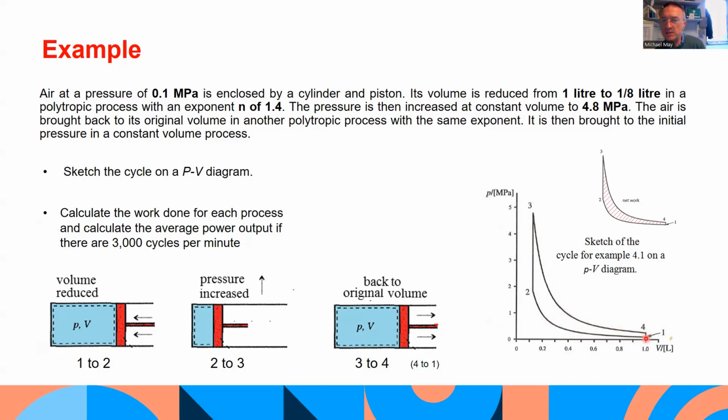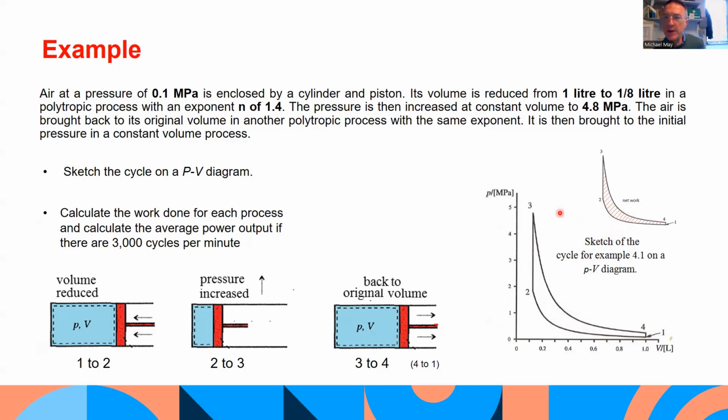Now, to get the net work that's being produced by the system, we need to calculate the work done during each of these 4 processes and add or subtract them accordingly to get the net work done in the middle here. That's ultimately the work that would be used to, let's say, drive the car.